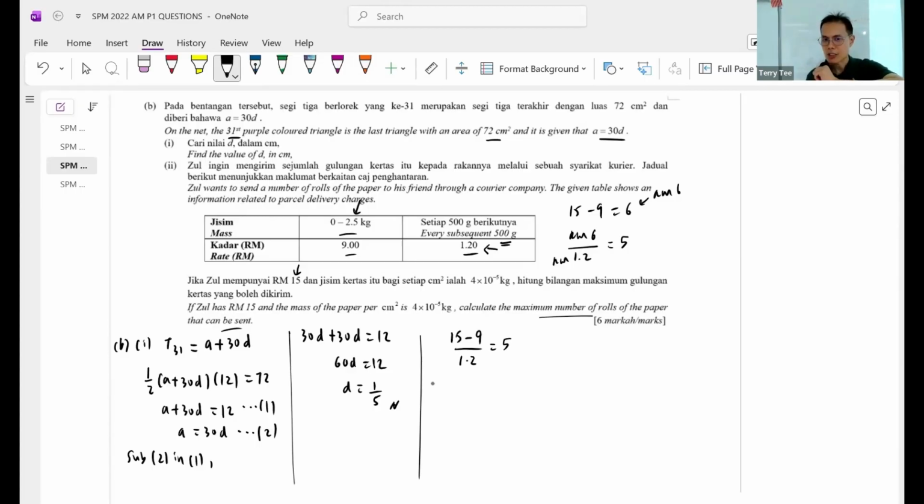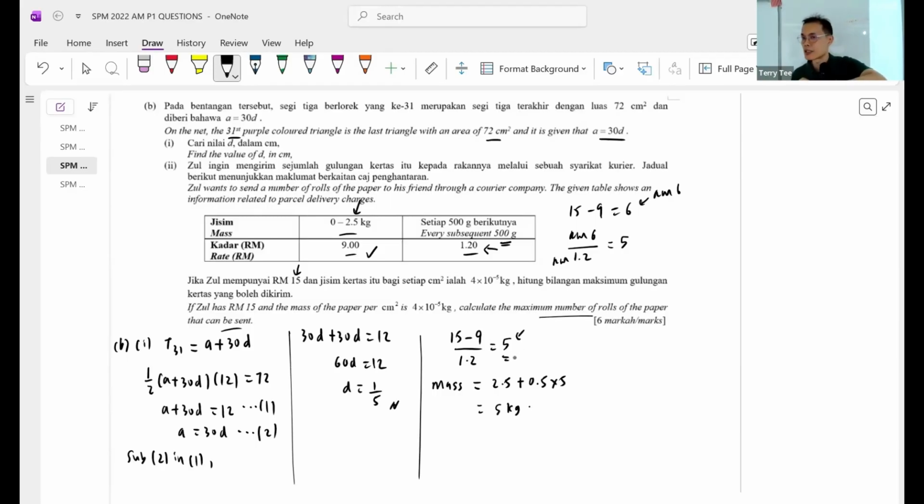Number of kg, should I say mass? The mass is 2.5 kg, because you pay 9 ringgit, you get 2.5 kg. But every 500 gram is 0.5 kg, you get 5 parts of it. So what is this? 2.5 plus 2.5. Answer? 5 kg. Understand? So sometimes some people think just divide, you get 5, so this is 5.